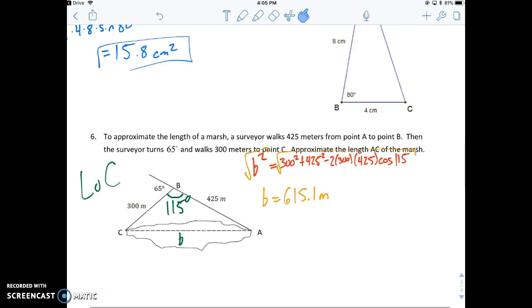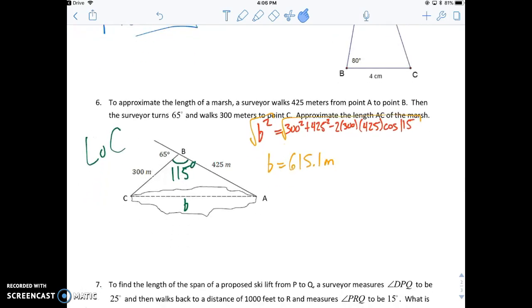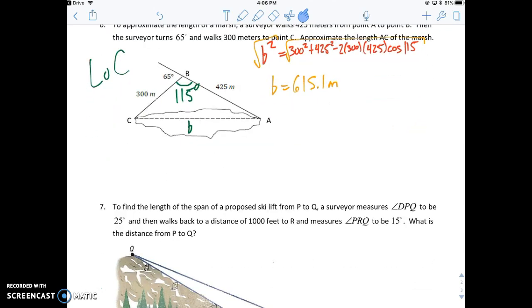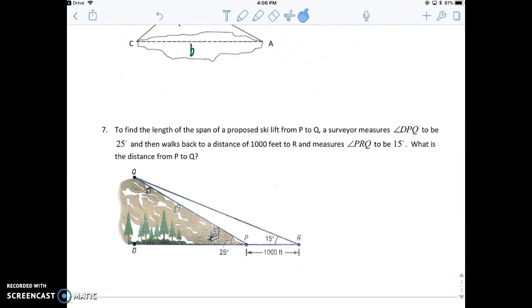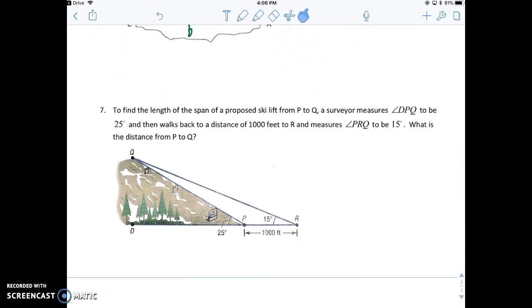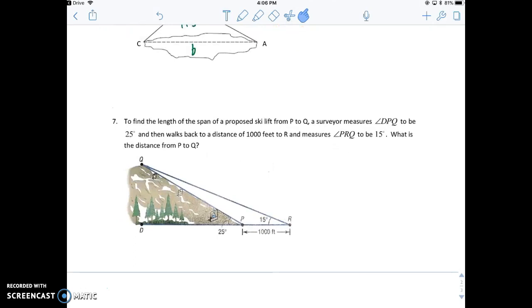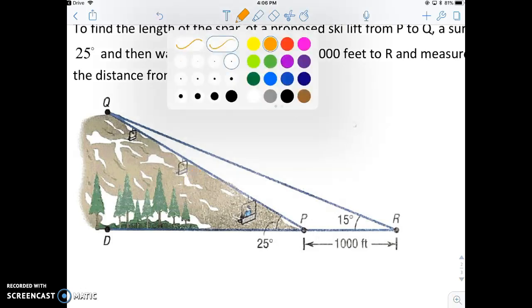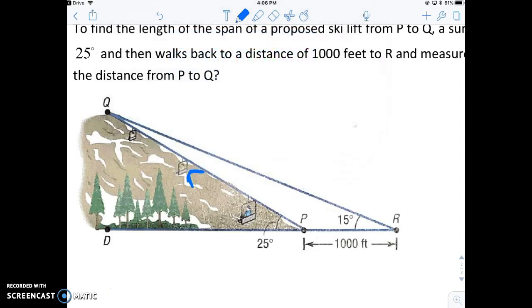Right? So these are basically just versions of the front side. The questions 1 through 3 on the front side, you're just finding a single length as opposed to all the parts of the triangle. Right? And then number 7 is another one. This one is going to be us finding the distance from P to Q, so the distance along the slope of the mountain. So I'm going to call that side R, because that's across from angle R on the triangle.